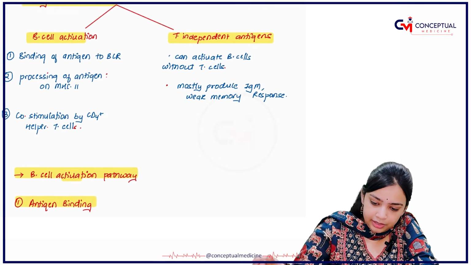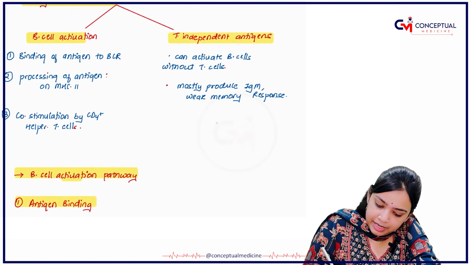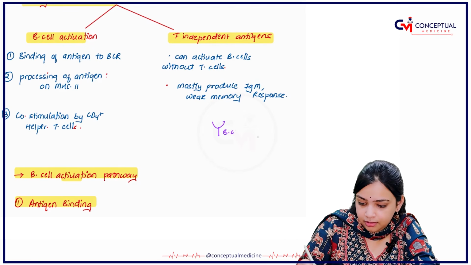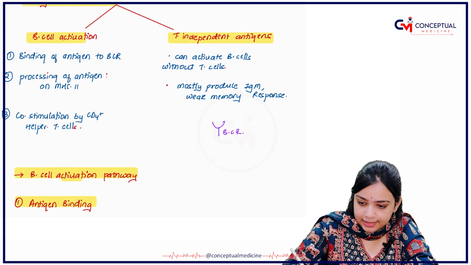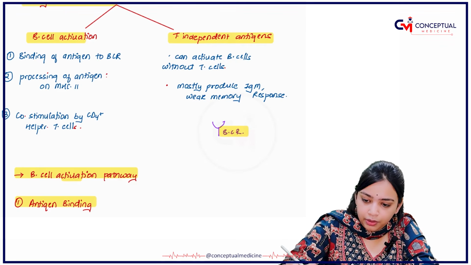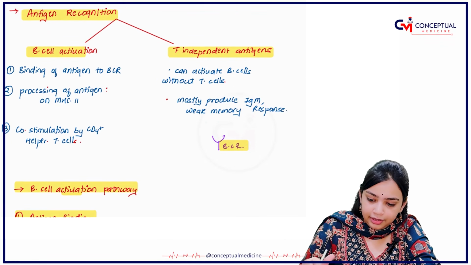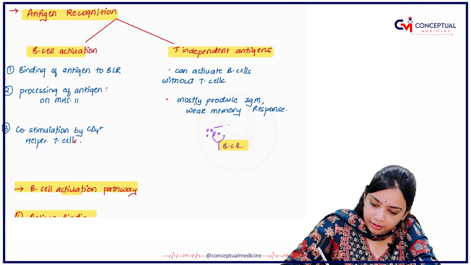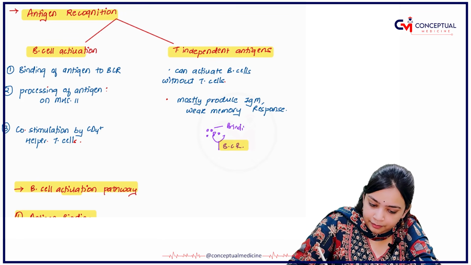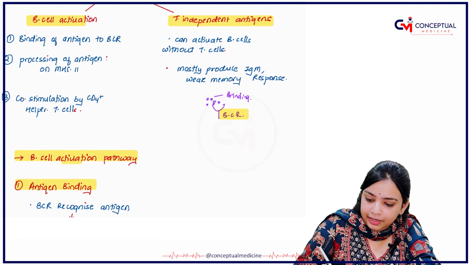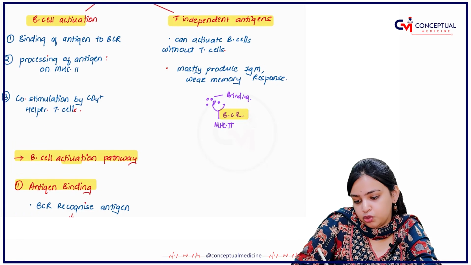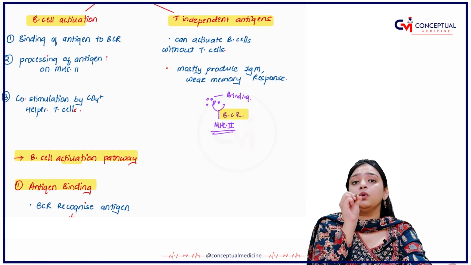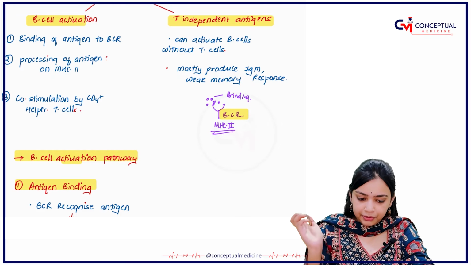See, I'll draw a diagram for you all so that it will be easier. You have something called the B cell receptor, that is nothing but your BCR, right? So on the BCR, some antigen will come and there will be a binding. There will be a process of binding that will take place on the MHC class 2 receptors.